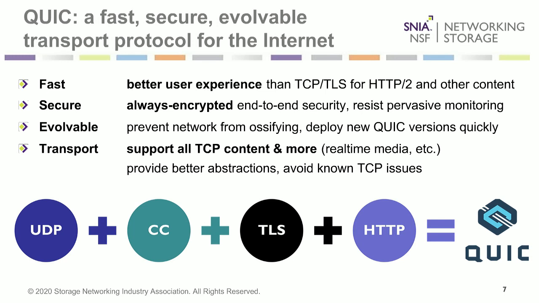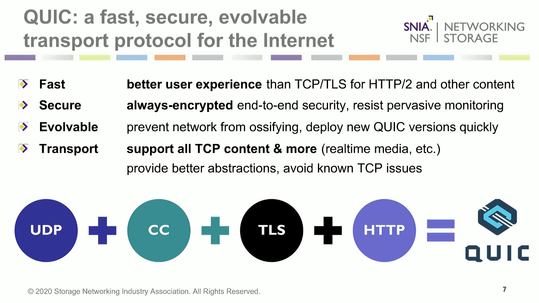I'm going to talk about that problem that we've seen with TCP in a few slides, but basically it's become very difficult to evolve TCP forward. Which brings me to a third bullet here. We want QUIC to be evolvable for the foreseeable future, at least as long as we've been able to evolve TCP, ideally longer. That means we need to prevent the network from making assumptions about what QUIC might look like on the wire, and we also want to be able to deploy new versions of QUIC quickly.